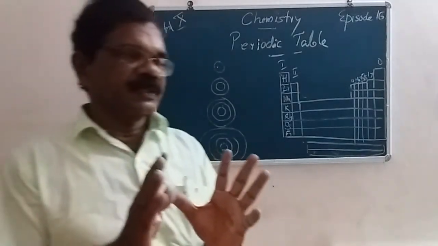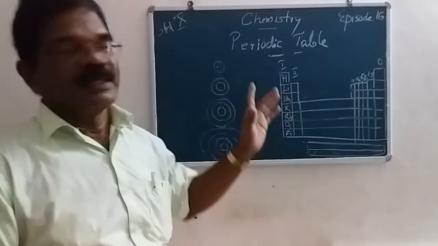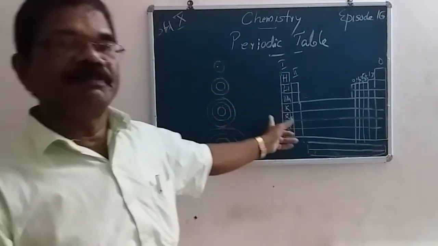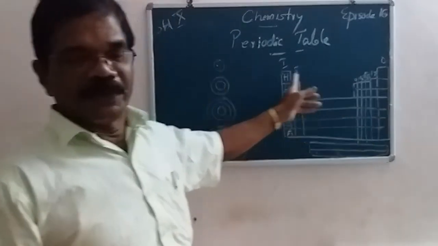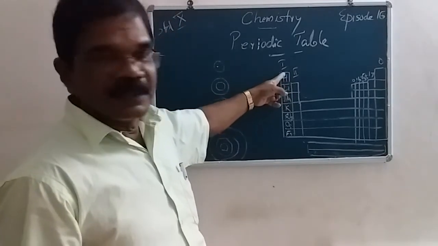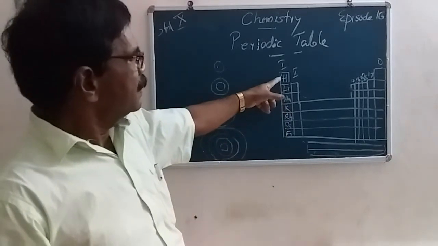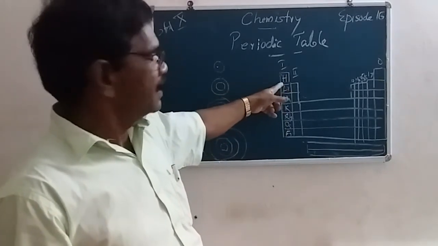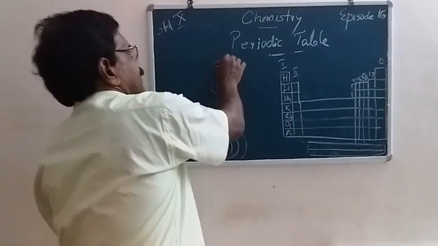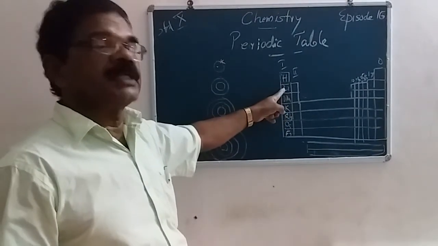The properties of the elements: we are going to study how the changes occur in groups from top to bottom and periods from left to right. First of all, how the size of the atom changes in a group from top to bottom. The first element of the first group is hydrogen. You can see that it has only one shell, the K shell. At the same time, the second element, lithium, has 2 shells.